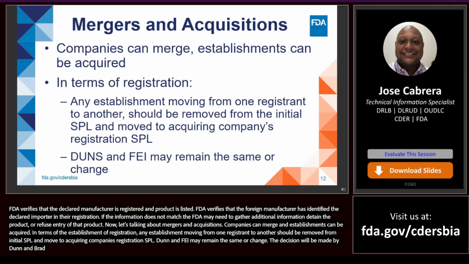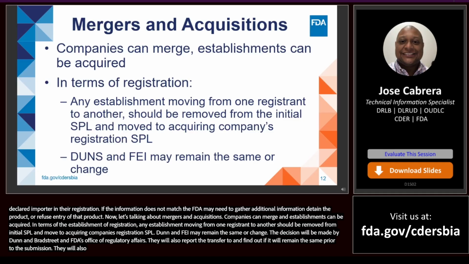They will also report the transfer to D&B and find out if the DUNS will remain the same prior to the submission. They will also leave the FEI field for the transferring establishment blank once the updated registration SPL is submitted, and ORA will make that determination if the same FEI should be used.